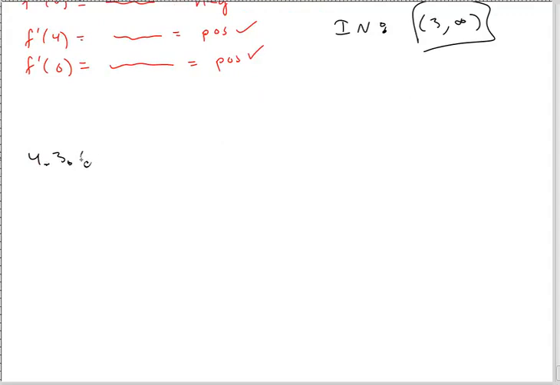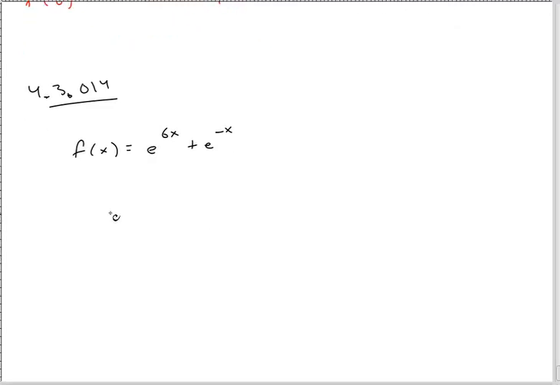4, 3, 0, 1, 4. So we got f of x is equal to e to the 6x plus e to the negative x. Who comes up with these formulas? I do not know. Find all the stuff. That's literally what I have written in my notes. Find all the stuff. All right, well, that's what we have to do.